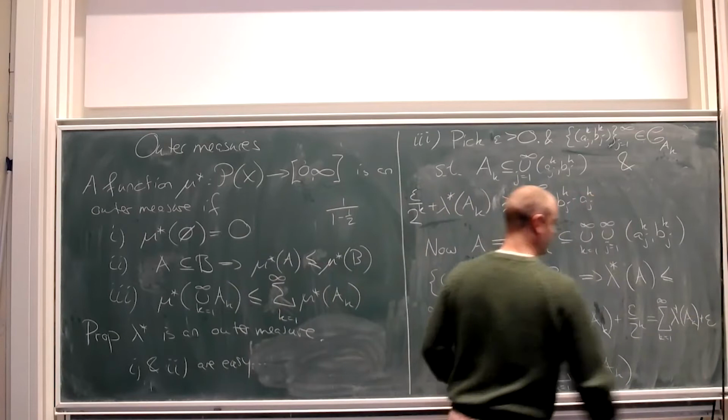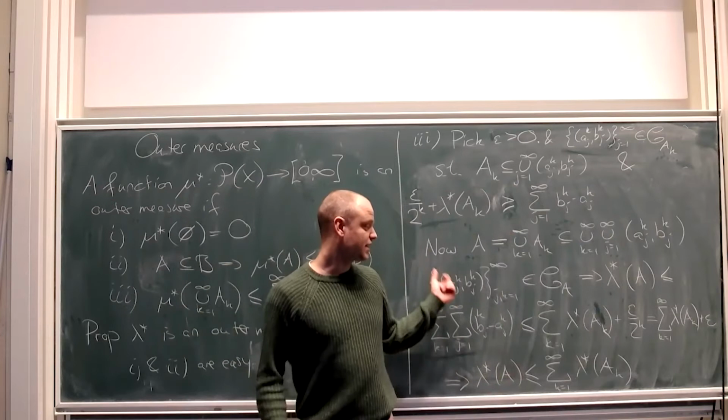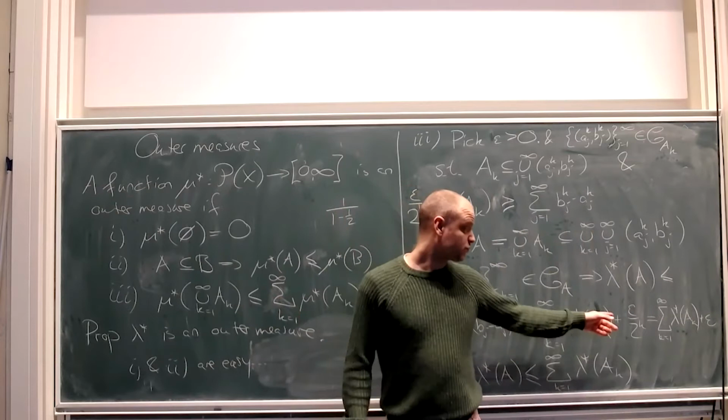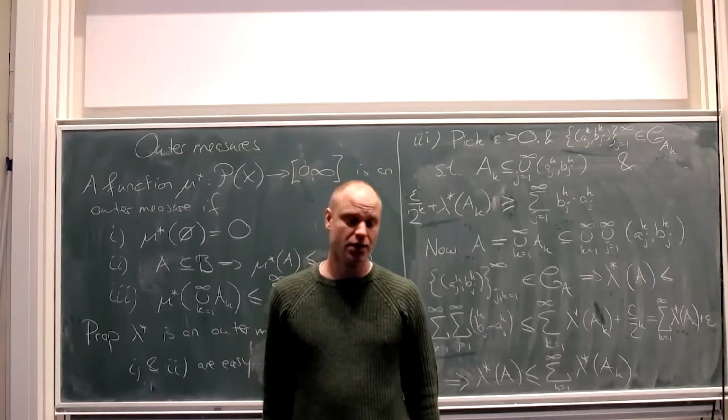So what did I want? I wanted to show that this, which corresponds to this, is less than this. And that's what I have. It's just that I have a plus epsilon. Well, epsilon was arbitrary, so I can throw it away. Ta-da. So this is a very typical proof in this course.